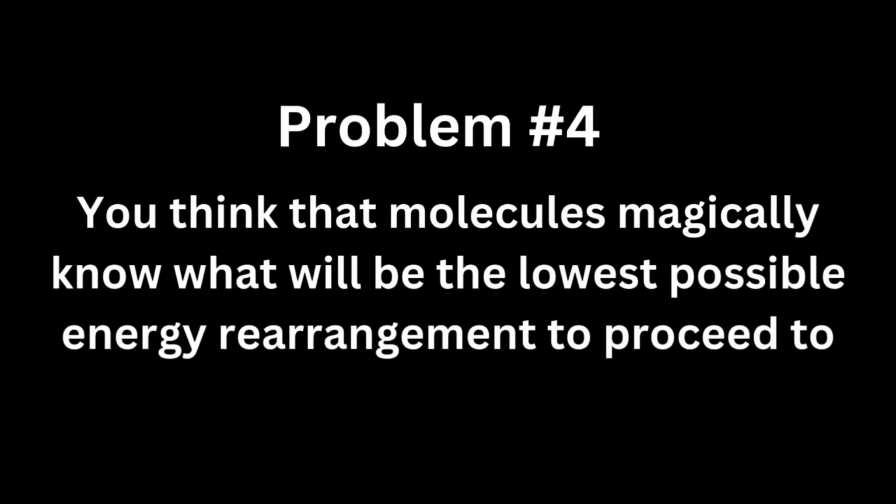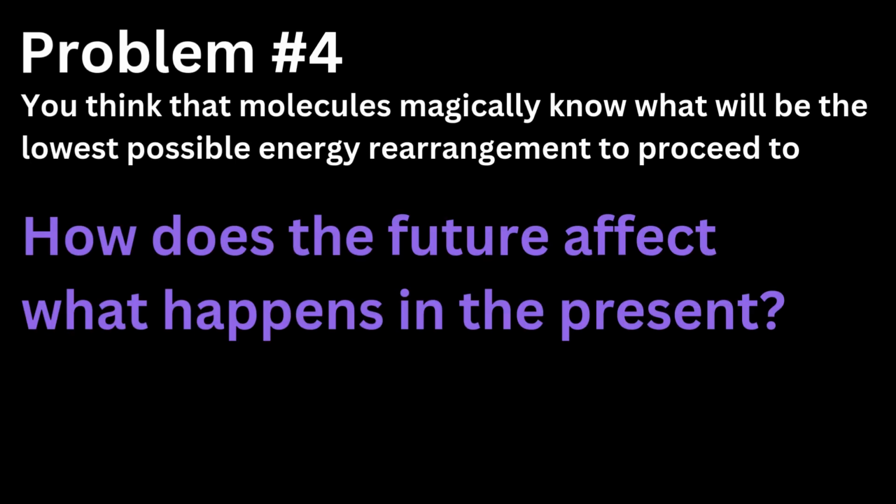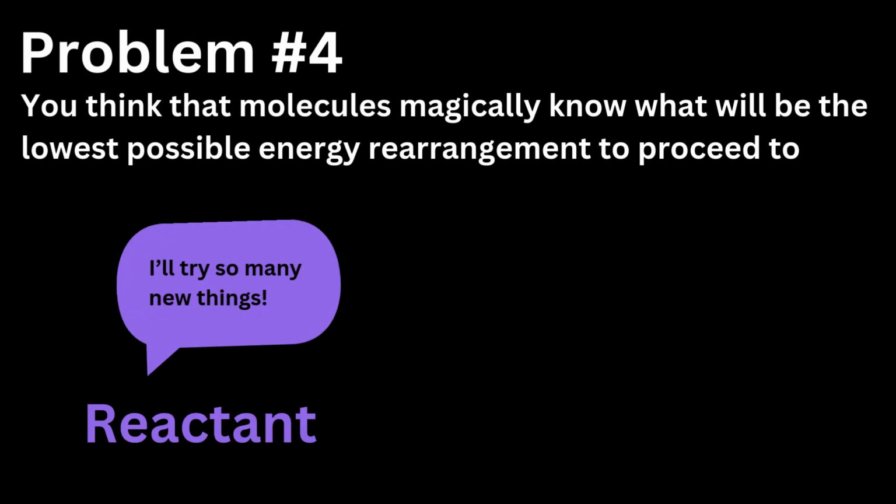Problem number 4. You think that molecules magically know what rearrangement will have the lowest possible energy. How does the Gibbs free energy of products, which are only hypothetical futures of reactants, affect if the reaction proceeds? It might seem like it, but reactants don't see into the future. When reactants are in a stabilized transition state, there's a lot of movement of electrons, and bonds will form and break as they move around.